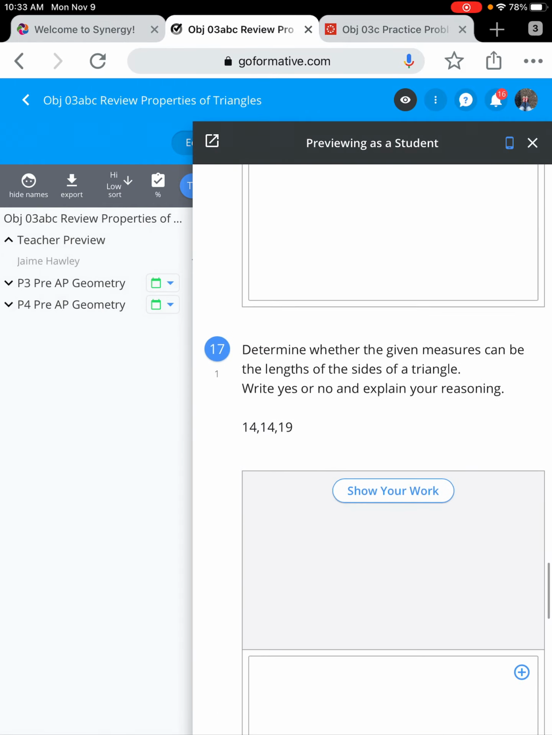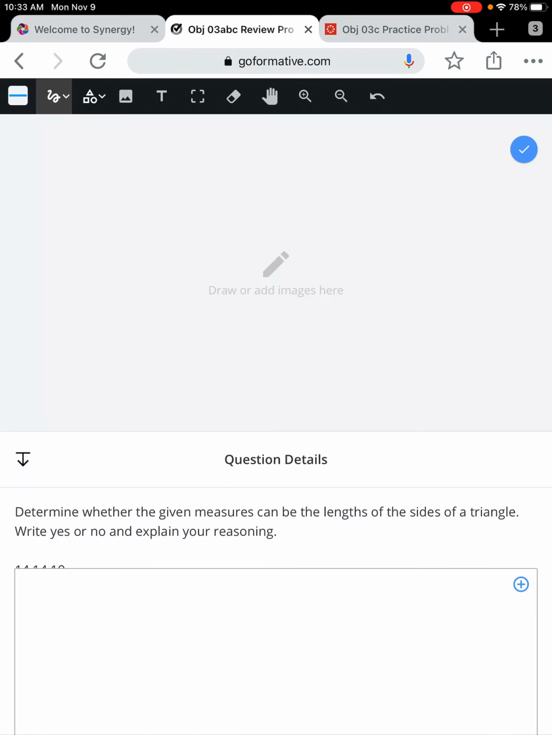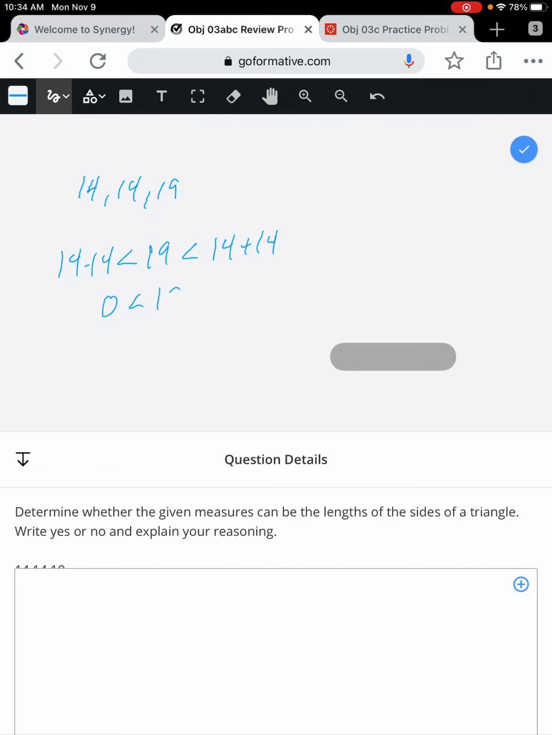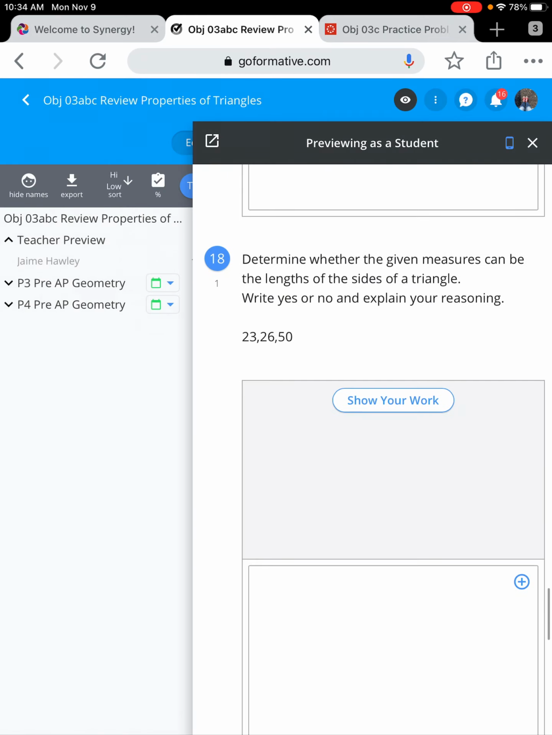Okay. Next, can these be the lengths of the sides? Write yes or no and explain your reasoning. First thing I do is show my work. This is 14, 14, 19. So 19 has to be less than 14 plus 14 and greater than 14 minus 14. So is 19 between 0 and 28? Yes. Okay, so 19 is greater than the difference and less than the sum of the other two sides.